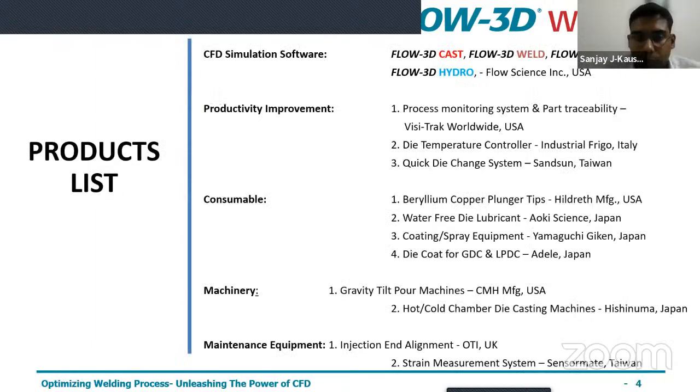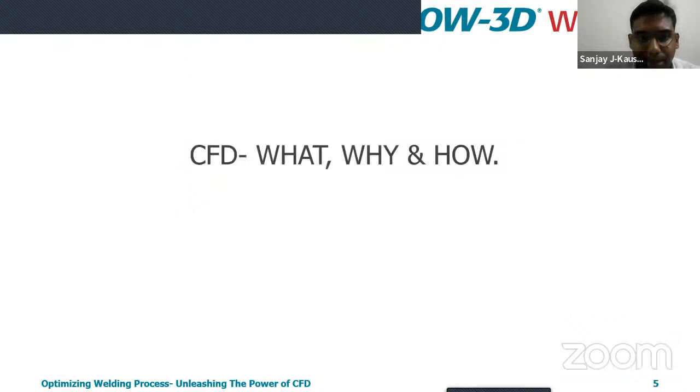For more than the past 2 decades, we have been dealing with CFD simulation software for various applications. For metal casting applications, we have Flow 3D Cast. We have Flow 3D Weld for welding applications, Flow 3D Additive Manufacturing for additive manufacturing applications, and Flow 3D Hydro for civil engineering applications, and also much more applications such as aerospace and automobile. Apart from this, we also deal with various productivity improvement products for the metal die casting industry in India, specifically the aluminum die casting industry.